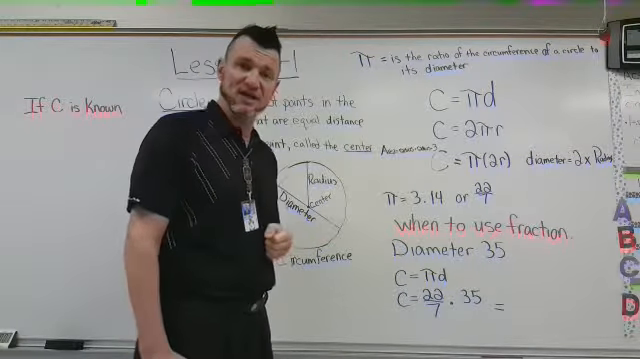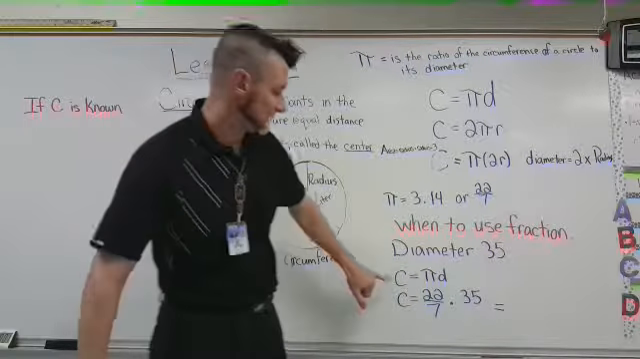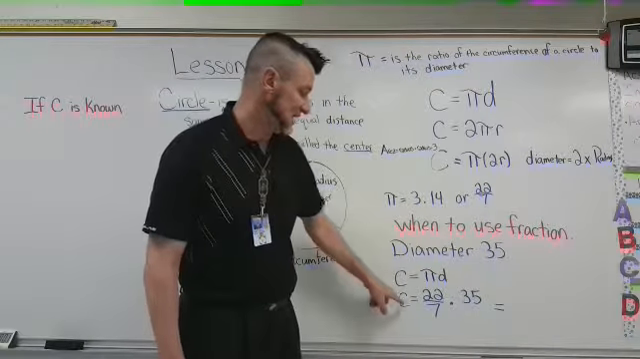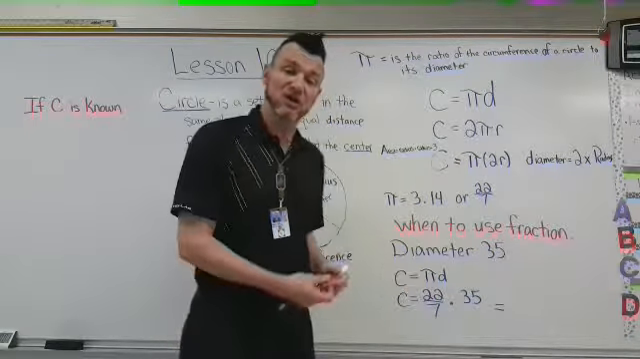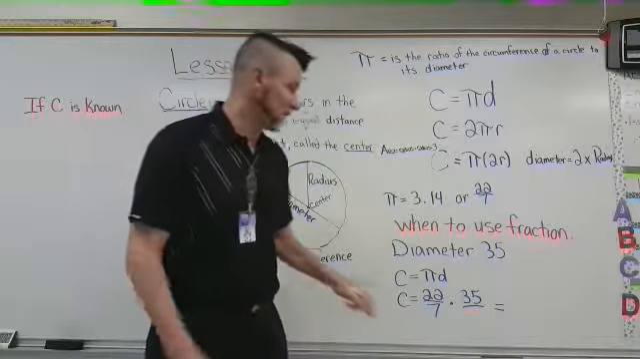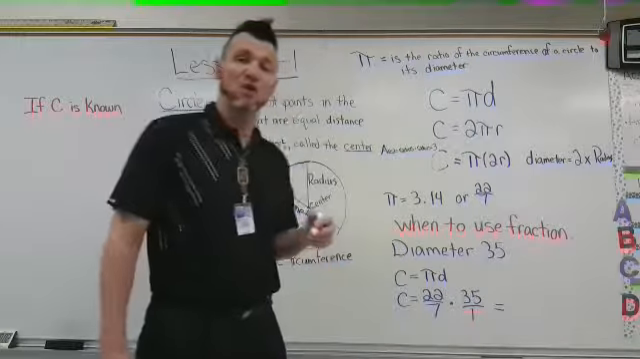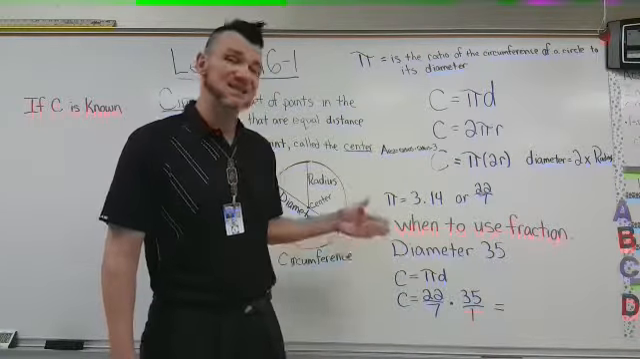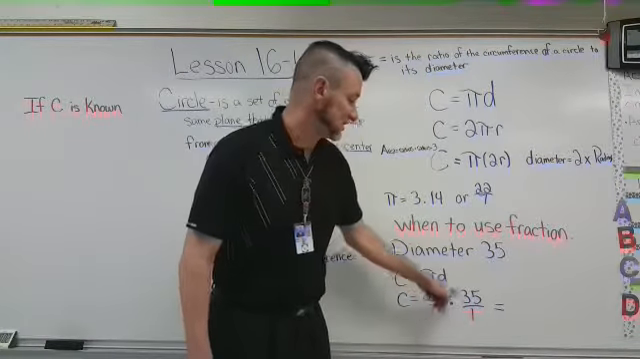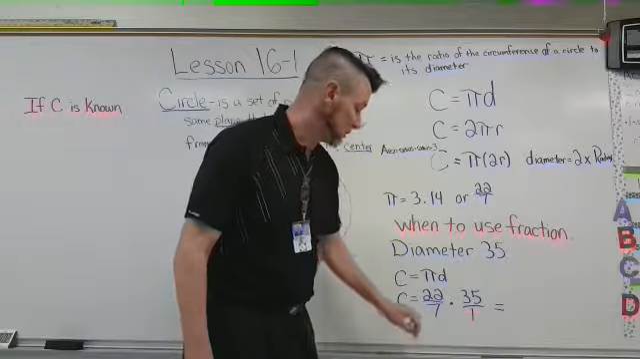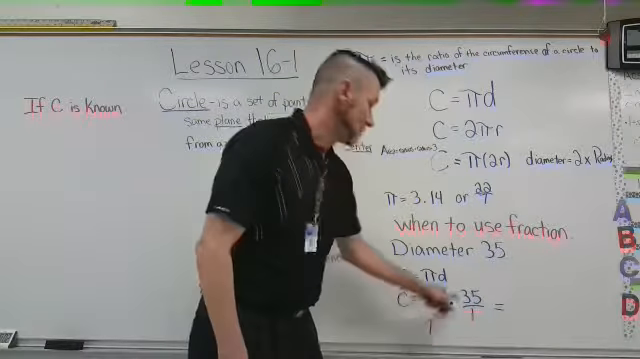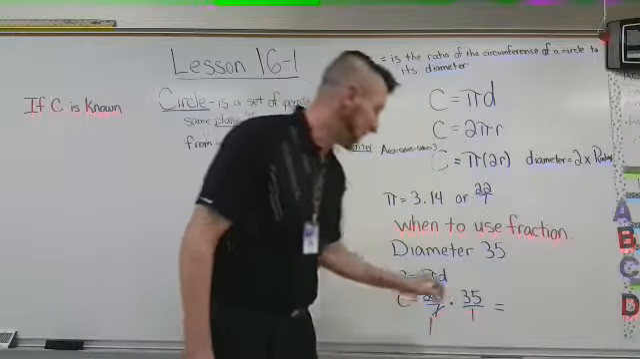due to cross simplification. Cross simplification states that if we look at this problem, C equals pi times D. So C equals 22 over 7 times 35. Now, to make 35 a fraction, that way we can multiply it with another fraction, you put any number over 1. So 35 over 1 is the same as 35. So 22 over 7 times 35 over 1. When we cross simplify, how many times can 7 go into 7? One time. How many times can 7 go into 35? It can go 5 times.